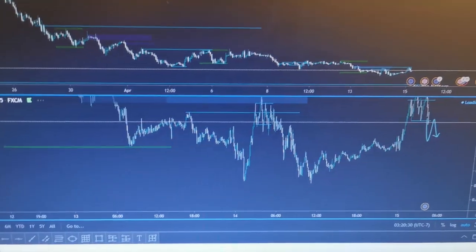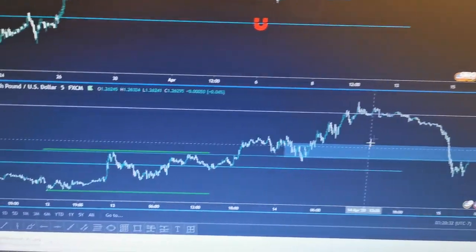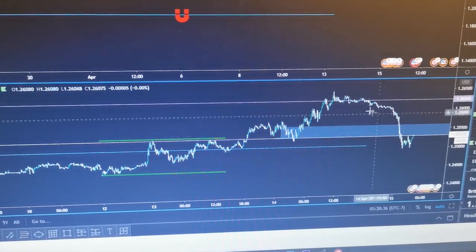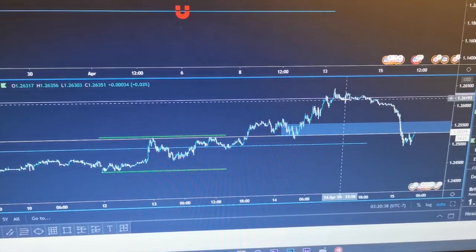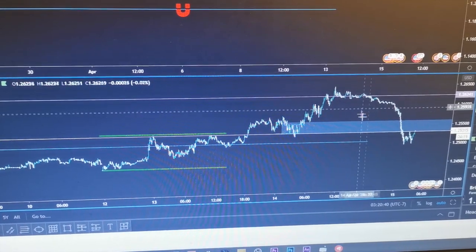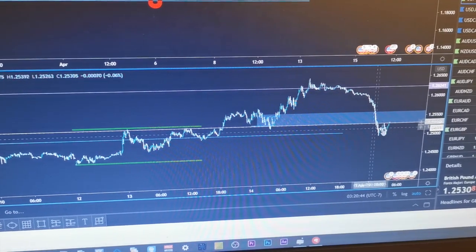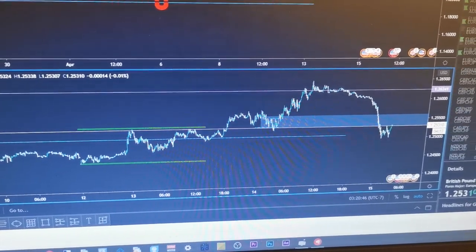And then let's look at GU, see what it did there. It touched that first purple line and then rejected fully. So once we saw it rejecting off of this, we just exited fully for the day. And then we were looking for some more longs here, but it wasn't looking like it was going to play out.